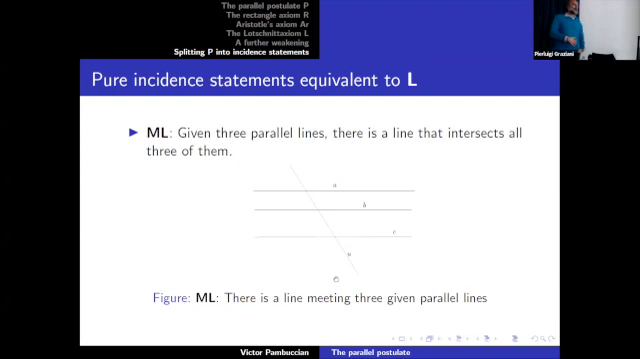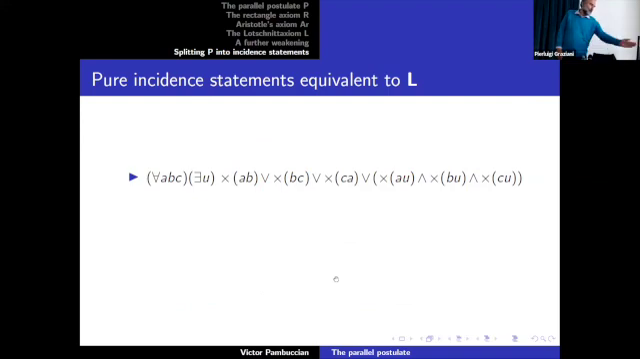So, one of the pure incident statements equivalent to the Lagrange axiom is: given three parallel lines in the picture A, B, C, there exists a line in the picture G that intersects all three of them. This is equivalent to the Lagrange axiom. If you want to express it just in terms of line intersection, that's how it looks. And it's the simplest possible way of expressing it. So there's none with fewer quantifiers or simpler quantifier complexity.